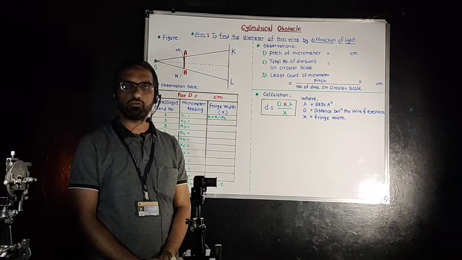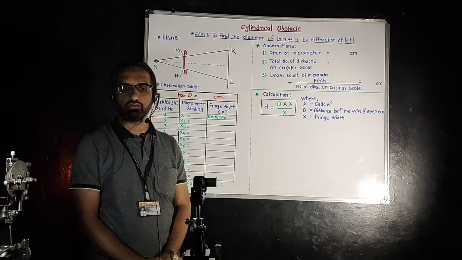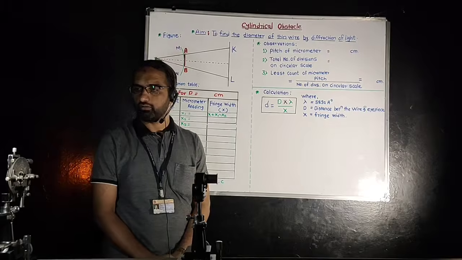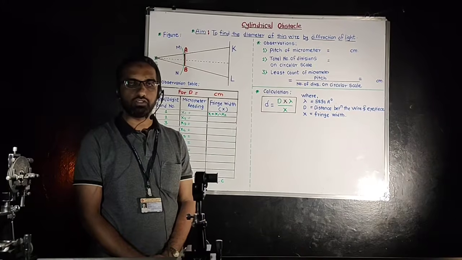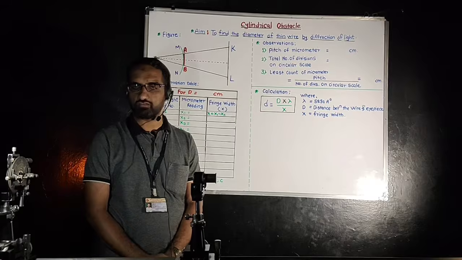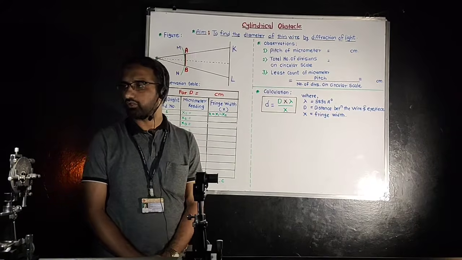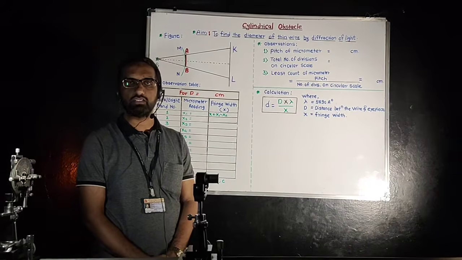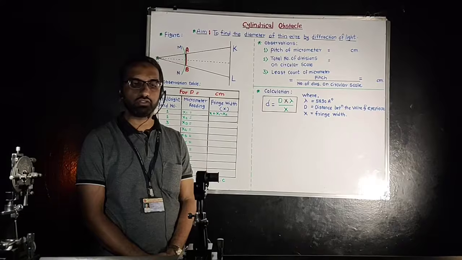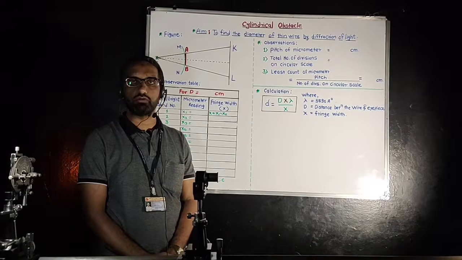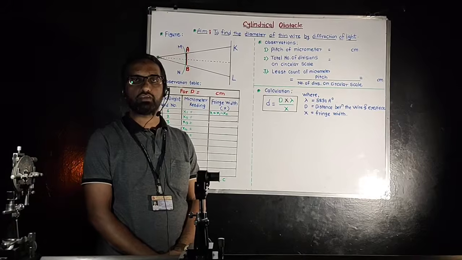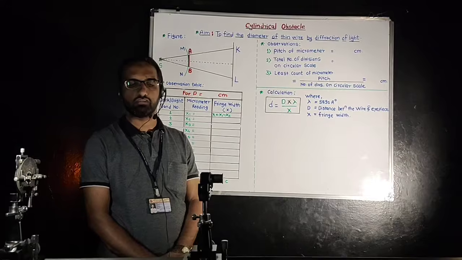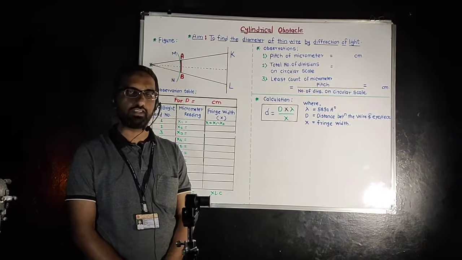The different apparatus used for this experiment are the optical bench with all accessories, slit, thin wire and micrometer. They are placed on different stands on that optical bench, and we are using a monochromatic source, a sodium vapor lamp whose wavelength is 5890 angstrom unit. The micrometer is used here for the measurement of the difference between the diffraction pattern, that is, to find the bandwidth of the diffraction pattern. So this is about the different apparatus used in this experiment.